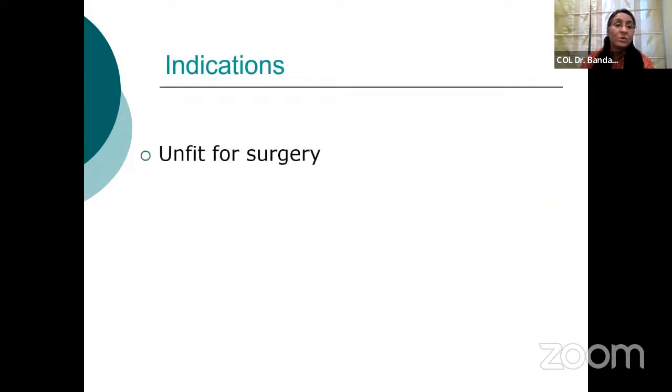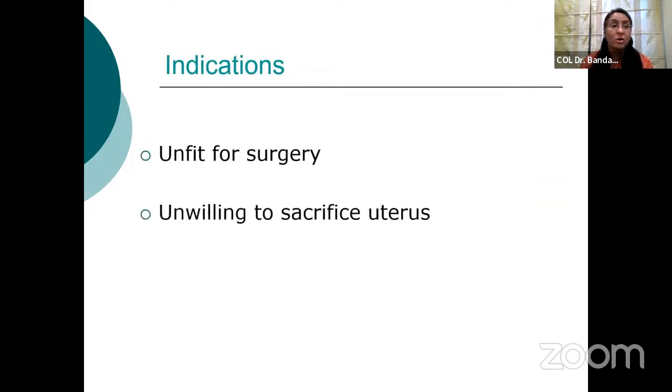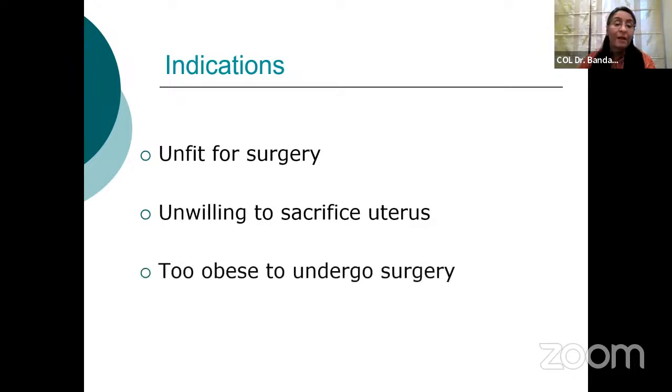The indications are where the patient is unfit for surgery, where she's not willing to get rid of her uterus. There are so many women in our country who just don't want to do a hysterectomy. They want anything and everything done except removal of the uterus. And if the patient is too obese, or, as I said, she has anesthetic risks or other risks which she will face when she undergoes a surgery.